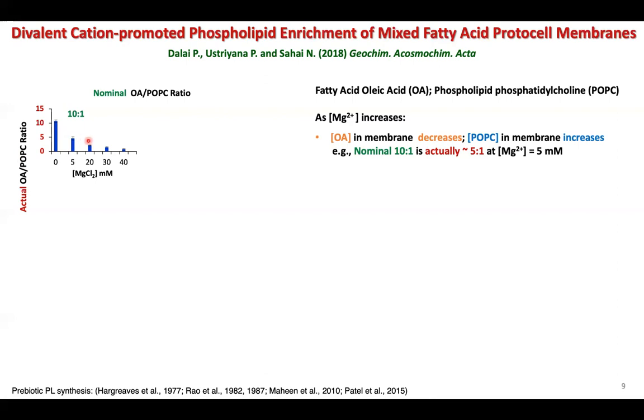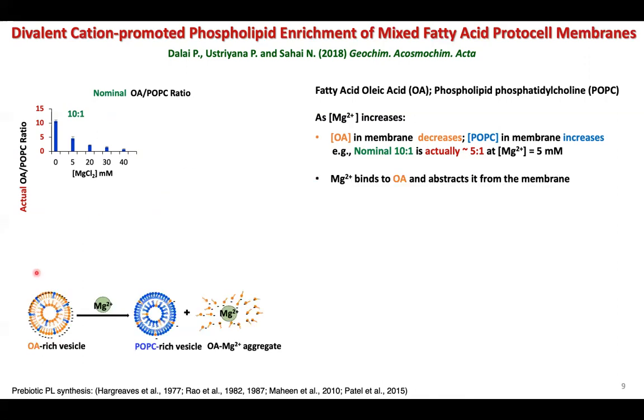We then add magnesium chloride to the system, and you can see that the OA ratio is actually decreasing quite drastically. And it's actually only 5:1 at a magnesium chloride concentration of 5, and even lower at higher concentrations. Now, remember that the classical templated RNA polymerization by primers and whatnot requires 75 millimolar magnesium, which is out here.